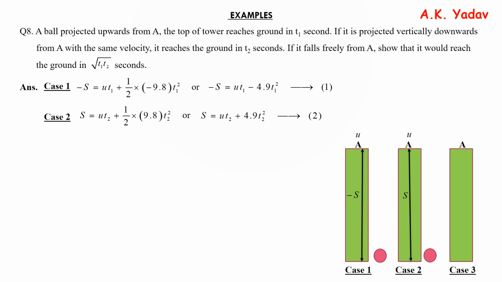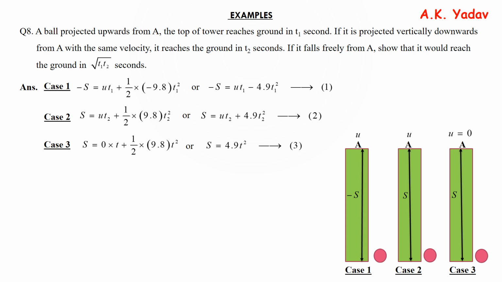Now case 3. So from A, now it is dropped. So u is 0. It reaches in time t, the distance covered is s, or displacement I should say. So s is equal to 0 into t plus half into 9.8 into t square. That is s is equal to 4.9 t square. We name this as equation number 3. Now equation 1 plus equation 2 gives minus s and plus s gives 0. So it is 0 is equal to u(t1 plus t2) minus 4.9(t1 square minus t2 square).